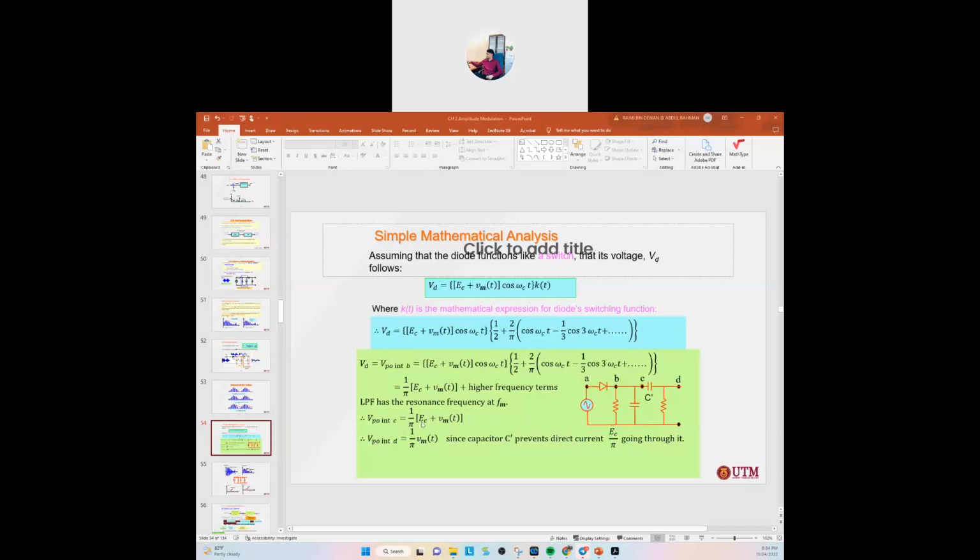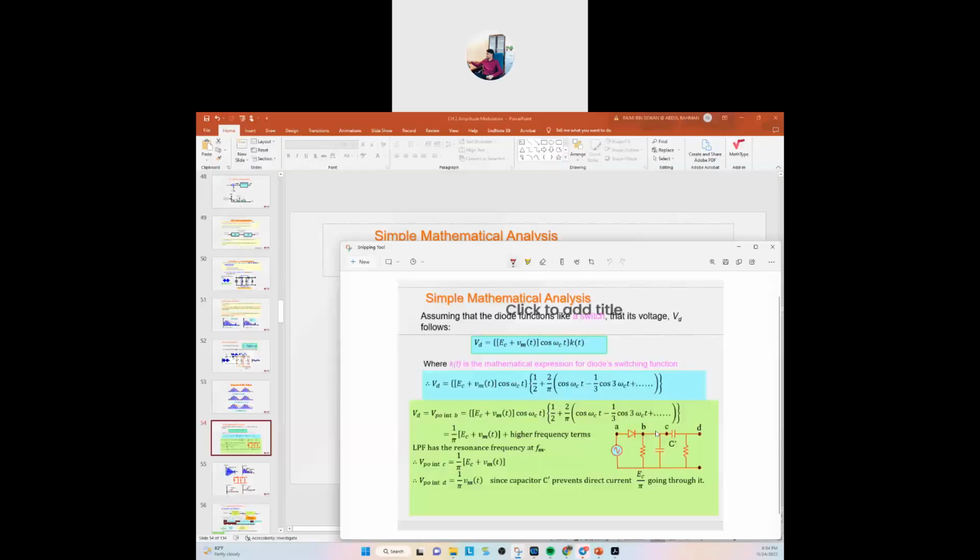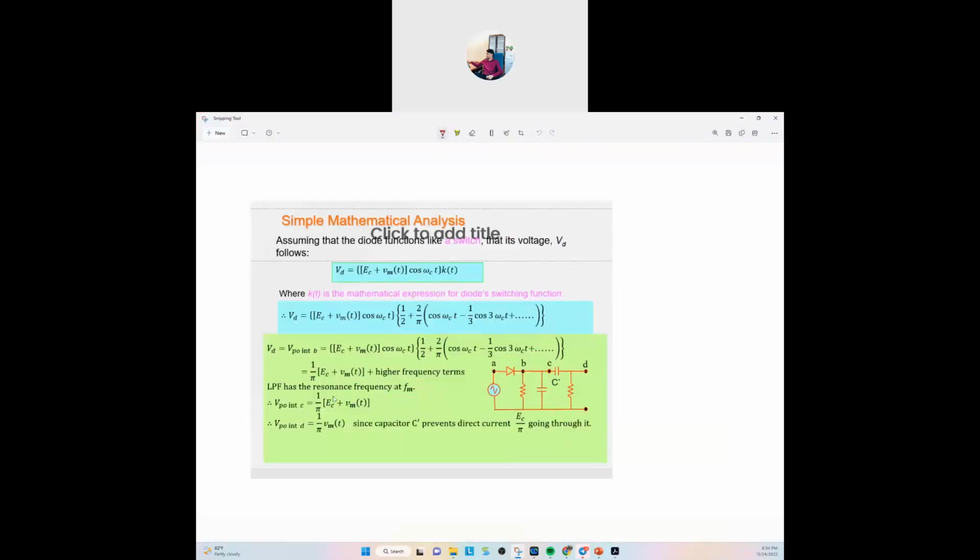When we have this, before it goes to D, it goes to the DC blocker. You see here, you have 1/pi (EC plus VMT). So in here, the DC blocker is this one, which means just like a line.